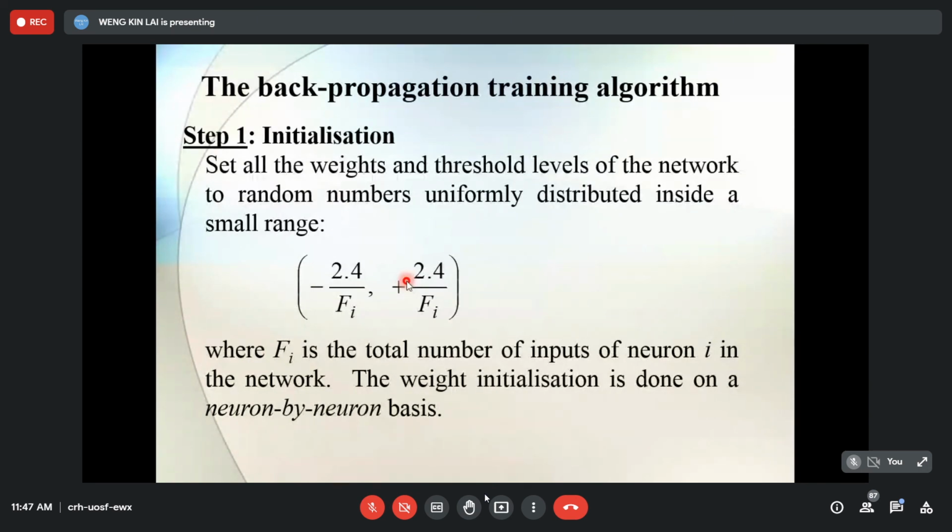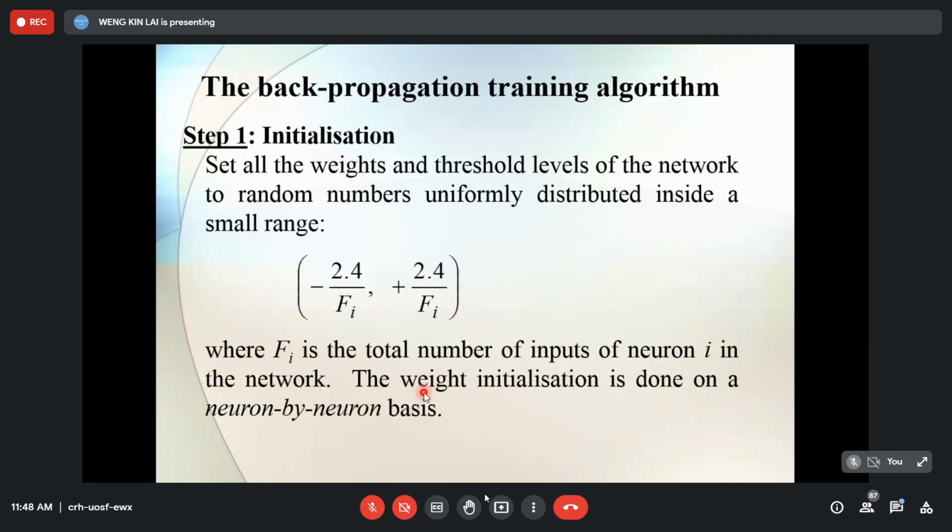Now, initialize. You set all the weights and threshold levels of the network to random numbers uniformly distributed inside a small range. This gives you a clearer guide, a clearer equation. The random numbers are not just minus 0.5 to 0.5. They are based on a lower bound of minus 2.4 divided by F(i) and an upper bound of 2.4 divided by F(i). Now, what is F(i)? F(i) is the total number of inputs of neuron i in the network.